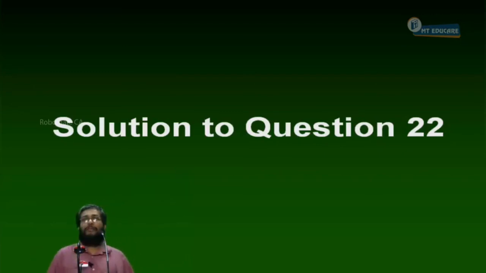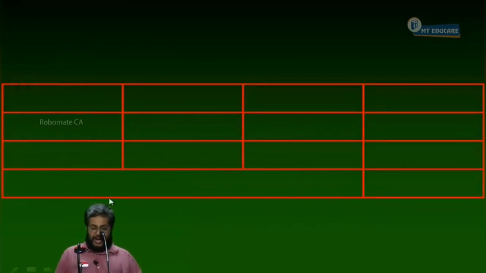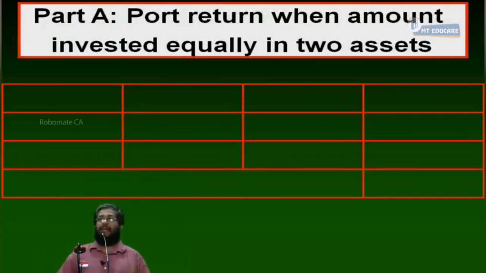Now, first, part A. I am going to construct a portfolio of what? These two assets. What are the two assets here? Risky and risk-free. In what proportion? Equal proportion. This portfolio should have a return as well as what? Risk. Yes or no? You have to find it. Can you start? Write down the next term. Part A, portfolio return when amount invested equally in two assets. I am answering the questions one by one.